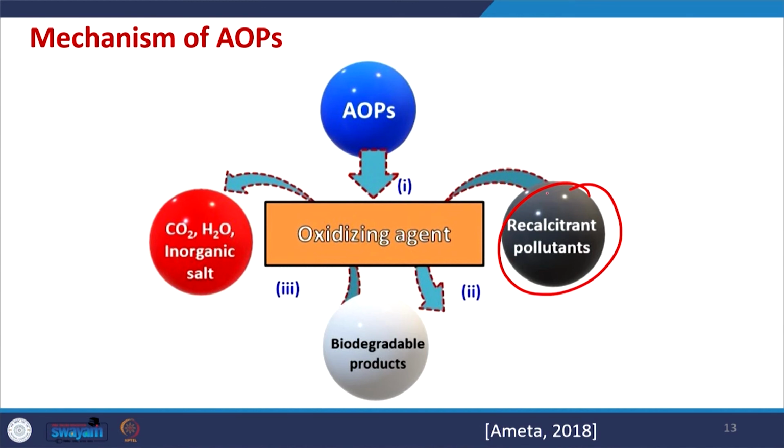So, we have recalcitrant pollutants, and various AOP techniques are there. They will get converted into biodegradable products in the presence of oxidizing agents which are generated by these AOPs, and then these biodegradable pollutants are converted into CO2, H2O, inorganic salts, etc. So, this is the mechanism of AOP and how it works.